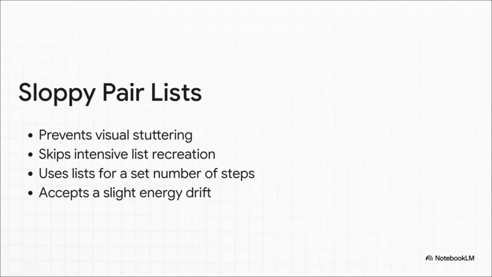Now, if you tried to calculate these neighbor lists perfectly, every single microsecond, the simulation would visually stutter like crazy. To prevent that, YASARA uses what they call sloppy pair lists. I love that term. Think of it as a clever cheat code. Instead of the brutal process of recalculating relationships every single microsecond, the software calculates it once, assumes it's close enough for a set number of steps while the atoms move, and then recalculates.